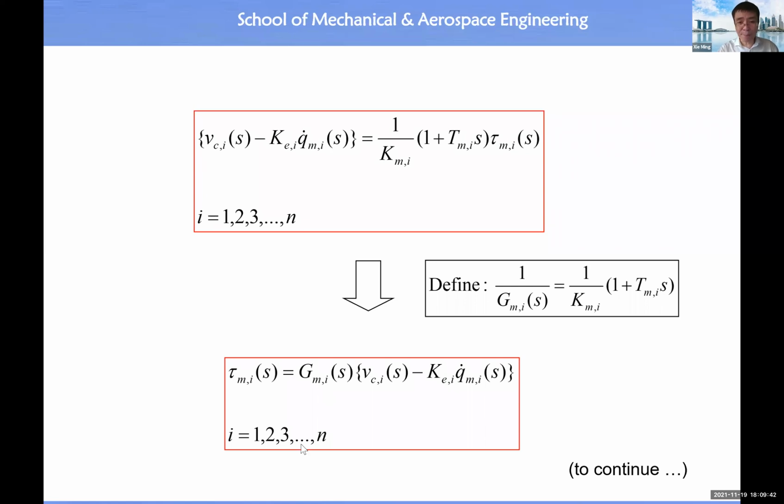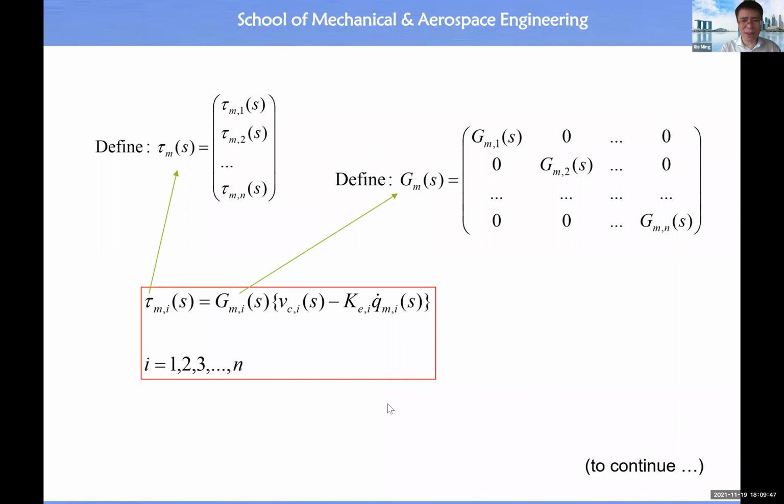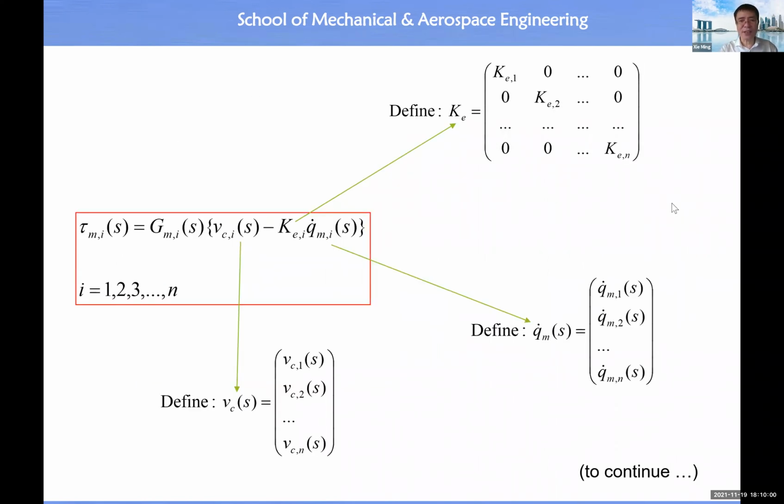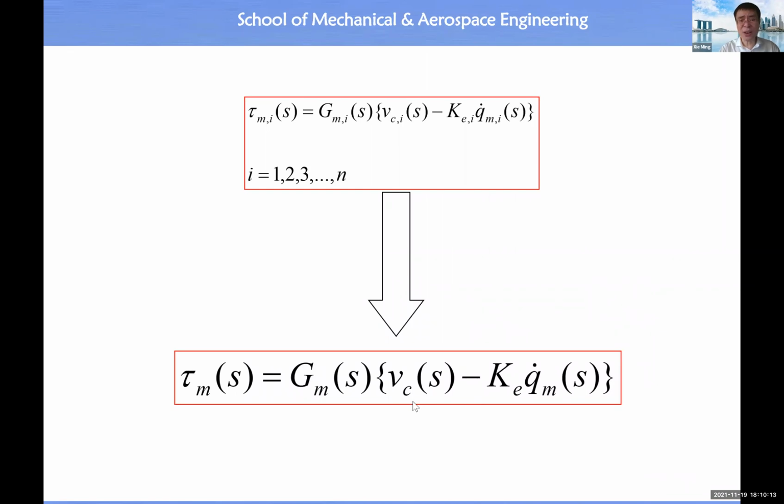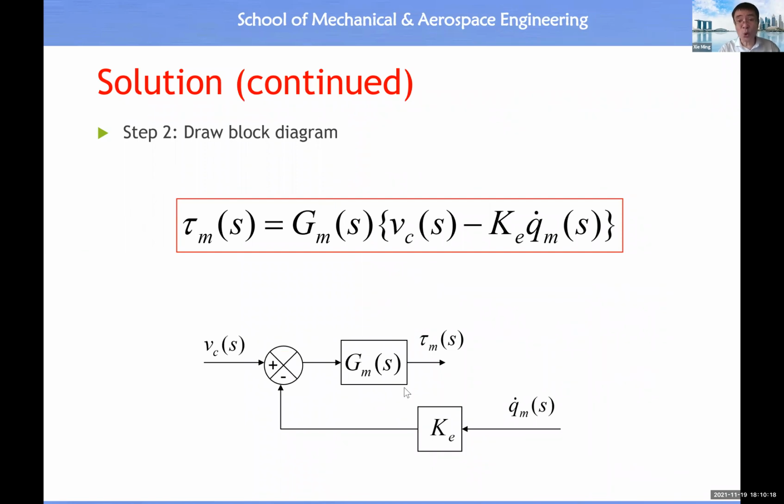Or before we draw, we can combine all these n equations together and write them in matrix form, okay. Because here this is a scalar, this is a scalar, and this is a scalar. So then we define this vector, we define this diagonal matrix. Then we continue to define this diagonal matrix, put this into a vector, define this as a vector. Then this system of n equations will become a single equation in matrix form. Therefore, with this one, then we can easily draw this block diagram.